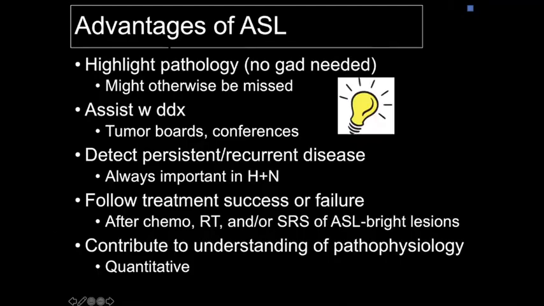With regard to the advantages of ASL, we can highlight pathology without gadolinium, pathology that might otherwise be missed. It helps us with our differential diagnosis, which contributes to our tumor boards and our teaching conferences. It helps us to detect persistent or recurrent disease, which is always important in the head and neck. It helps us to follow treatment success or failure after chemotherapy, radiation therapy, or stereotactic radiosurgery of ASL bright lesions. And it contributes to our understanding of pathophysiology, especially if we're looking at quantitative evaluations.